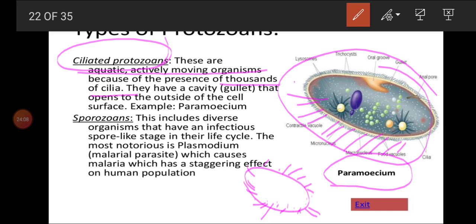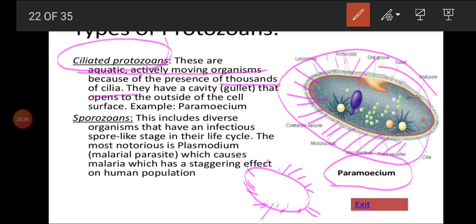So this is what we call cilia. This cilia helps with quick movement. And this ciliated protozoan will cause so many discomforts in our stomach. It will also cause a disease. So how can we escape from that? We have to boil and drink the water.